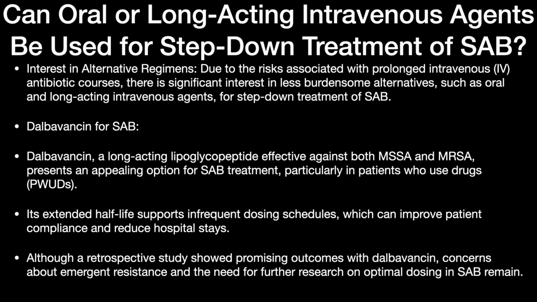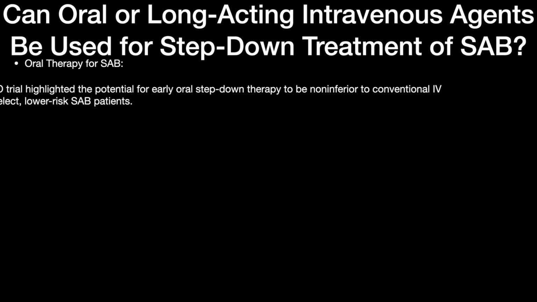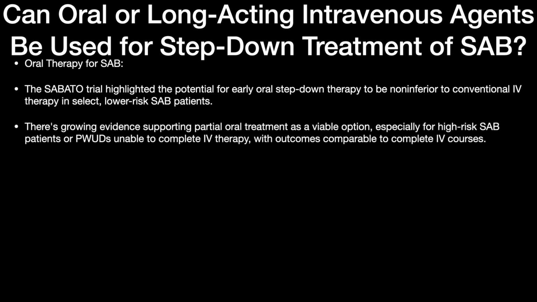Although a retrospective study showed promising outcomes with dalbavancin, concerns about resistance and the need for further research on optimal dosing still remain. Now, what are the oral agents? The SABATO trial highlighted the potential of early oral step-down therapy to be non-inferior to conventional IV. In low-risk cases, there is growing evidence supporting partial oral treatment as a viable option, especially for high-risk SABs or patients who use drugs and are unable to complete the IV therapy, with outcomes comparable to complete IV courses.